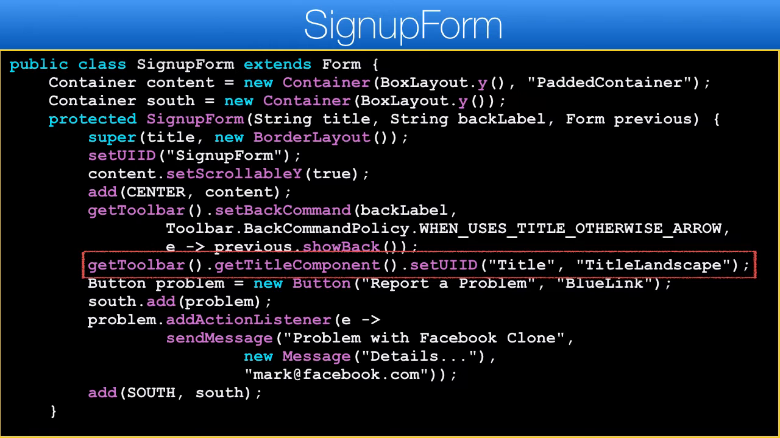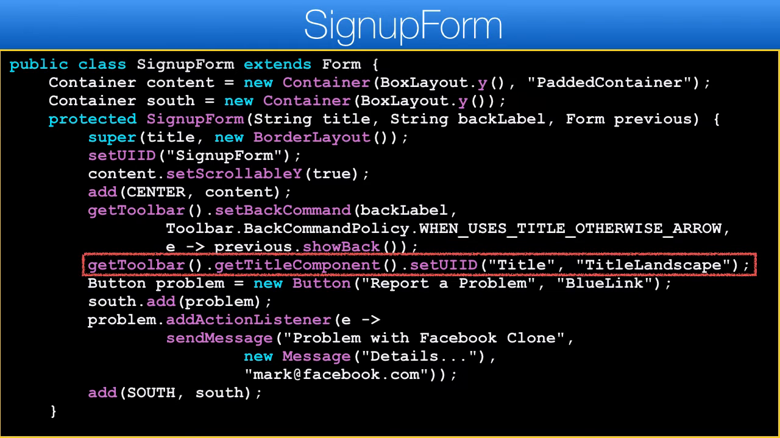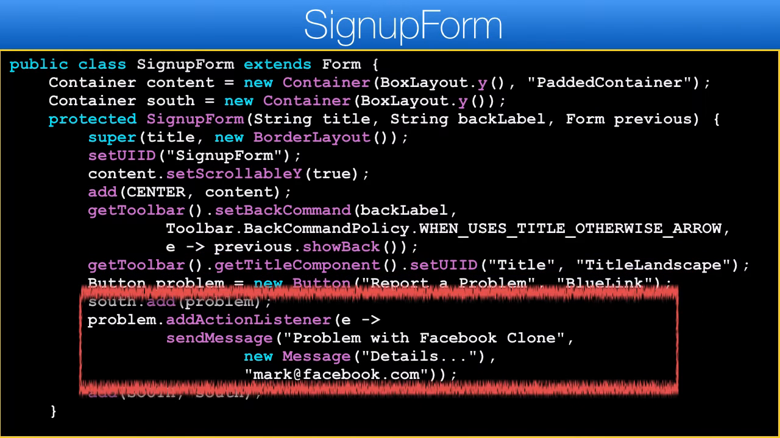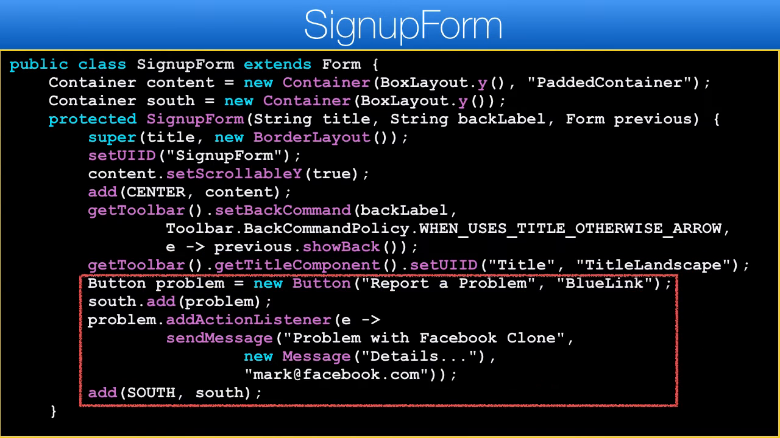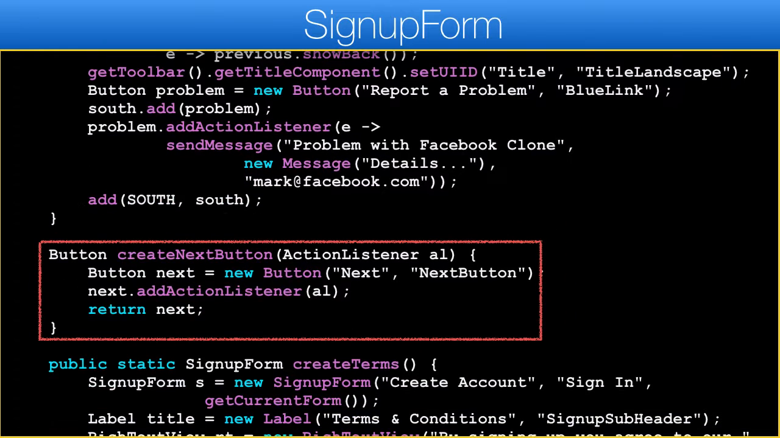We give the title a different UI ID when it's in landscape mode, so it can shrink when we rotate the device. The problems link is added to the bottom of the UI inside a container, so we can add additional elements there. This is the next button that appears in each stage. The static methods below create each stage of the wizard. Now, we have all the infrastructure in place to build the individual stages of sign-up.